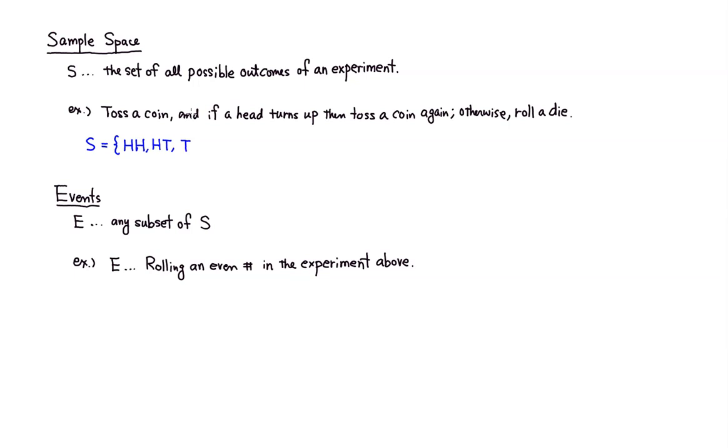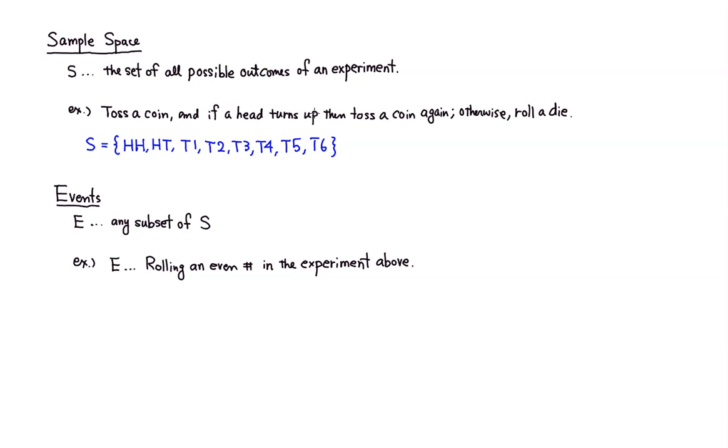Then if a tail turns up, you roll a die, so you have six possibilities. You can get T1, T2, T3, T4, T5, and T6. So those are all the possible outcomes of this experiment. A set of all possible outcomes is called a sample space.